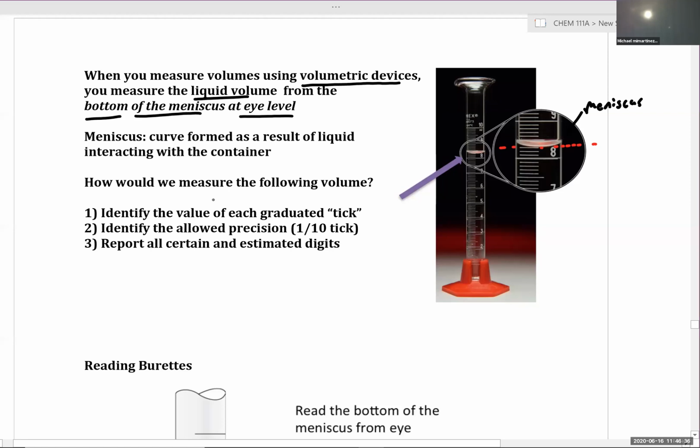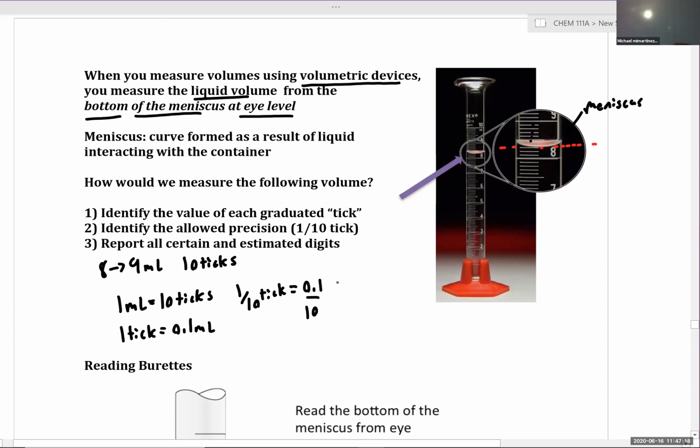To showcase this process, first we know from 8 to 9, it takes us 1, 2, 3, 4, 5, 6, 7, 8, 9, 10. So from 8 to 9 milliliters, it takes us 10 ticks. Ergo, we know that 1 milliliter is equal to 10 ticks. So then 1 tick is equal to 0.1 milliliter. We know a tenth of a tick, which is what we can use to determine what magnitude our estimated digit will have. 1/10 of a tick is 0.1 over 10, which is 0.01 milliliters.